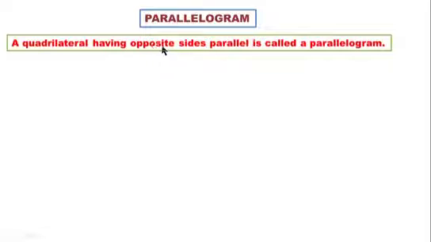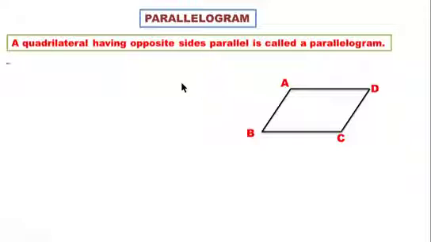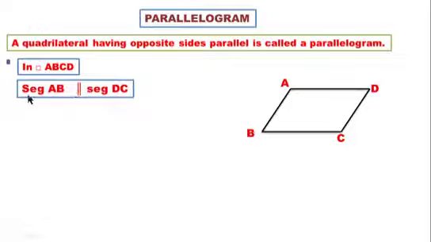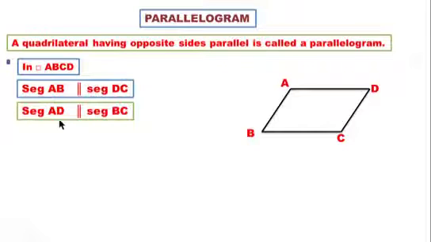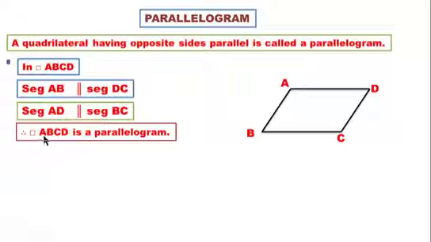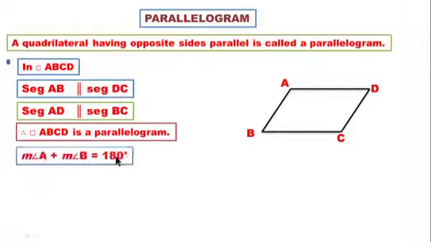Parallelogram. A quadrilateral having opposite sides parallel is called a parallelogram. See this figure. In quadrilateral ABCD, segment AB is parallel to segment DC. Segment AD is parallel to segment BC. Therefore, quadrilateral ABCD is a parallelogram.